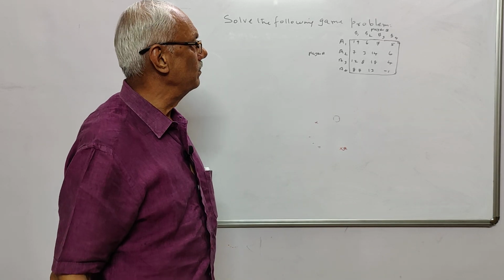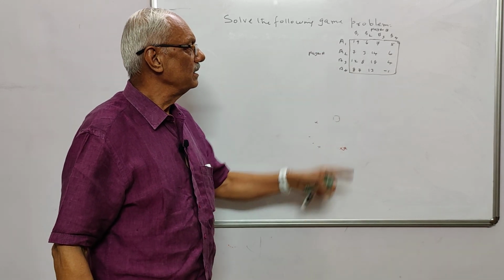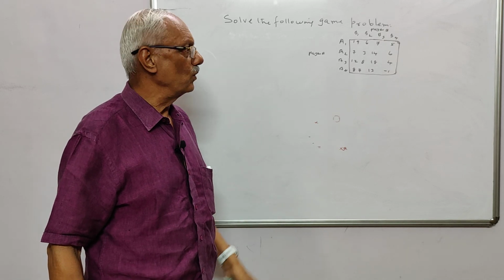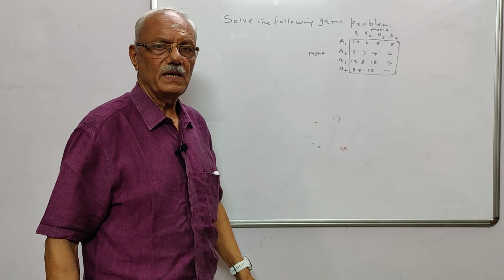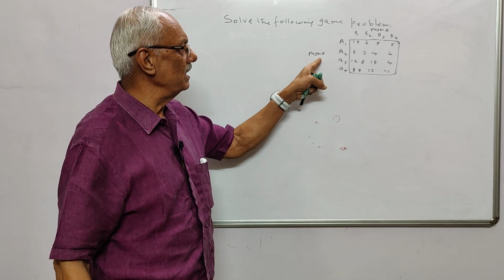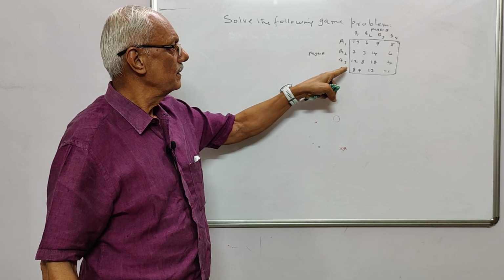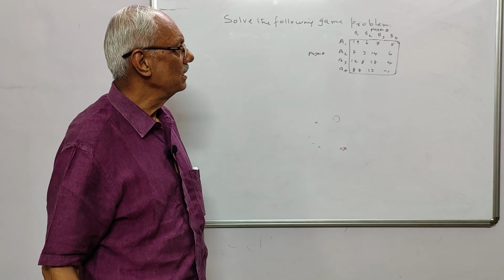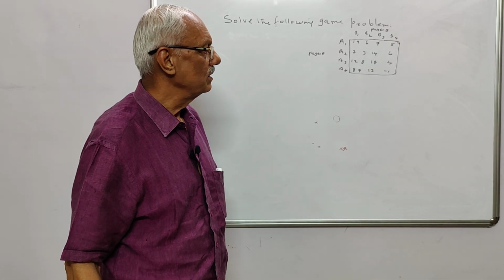Today I have taken up a problem in game theory. This is the problem in which there are two players A and B and they play a game. The strategies that A has are A1, A2, A3 and A4. Likewise, B is having 4 strategies with him.